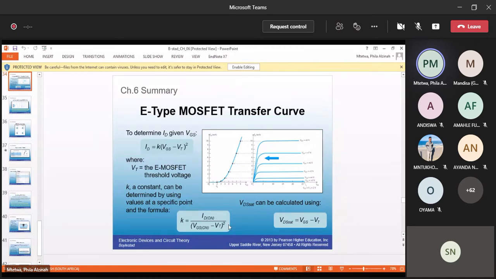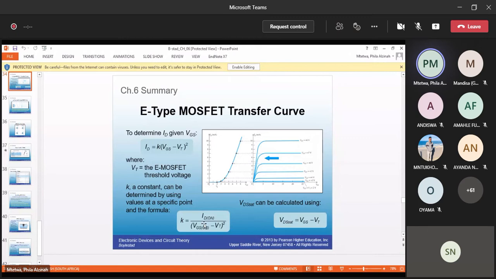Also, you'll be given this point where your VGS is on and its corresponding coordinate of ID on. So you'll be given this too. Hence, you'll be able to find your K, and after finding K, you'll be able to establish what your ID is, okay?